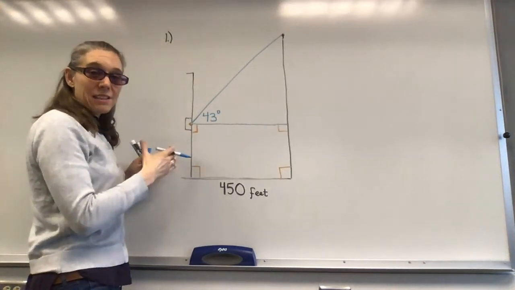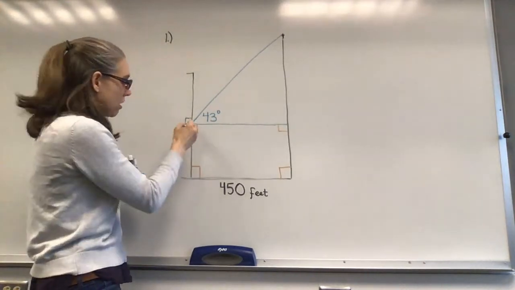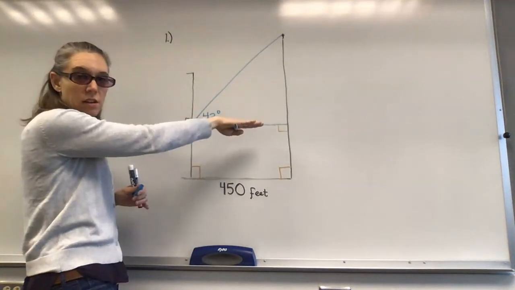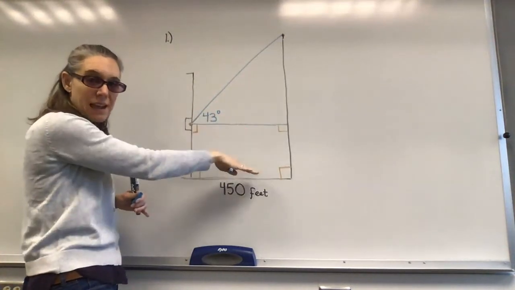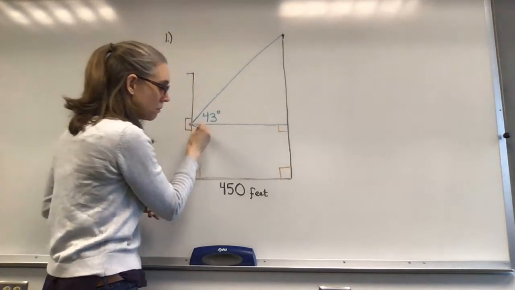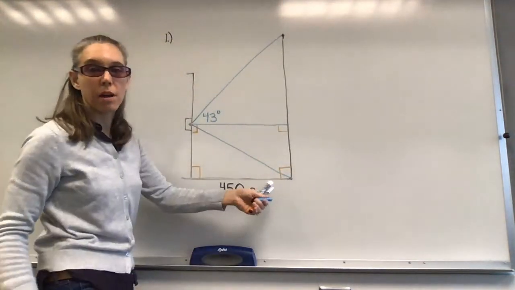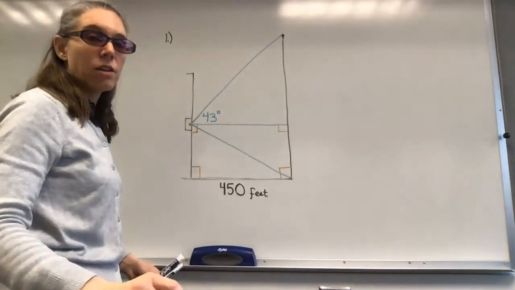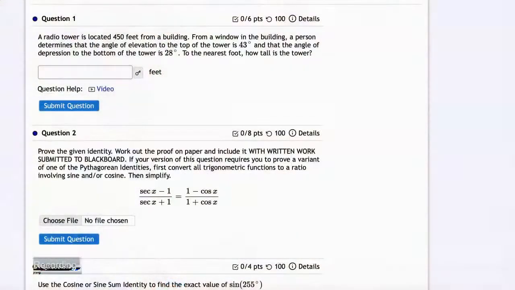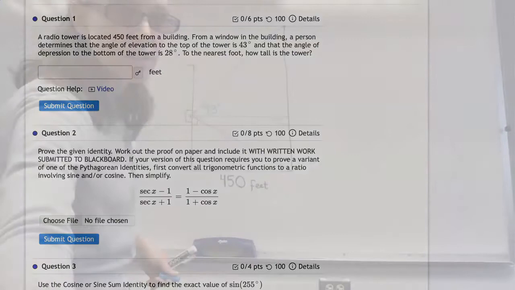Okay, so then next we want to look at the angle of depression. And the angle of depression starts at a horizon line and then goes down. So we're connecting then to the bottom of the tower. And the value for that was 28 degrees.